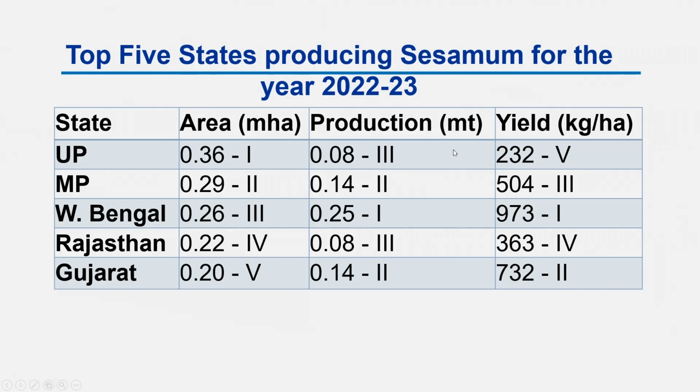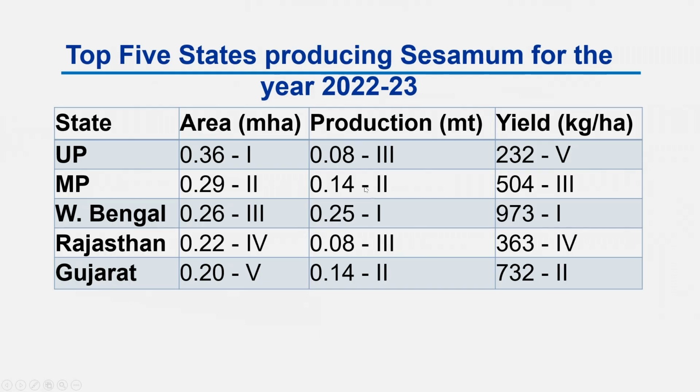Now coming to production, West Bengal has the highest production, 0.25 million tons. Now you can see that though the area is highest in Uttar Pradesh, production is highest in West Bengal. The reason being the productivity. You can see West Bengal has the highest productivity of sesame, which is 973 kilograms per hectare, and UP has very small productivity, 232 kg per hectare, which is at 5th place.